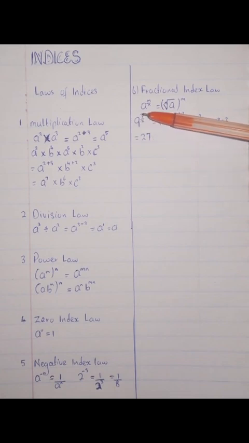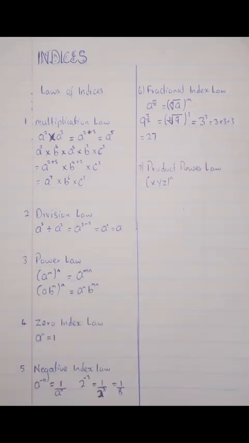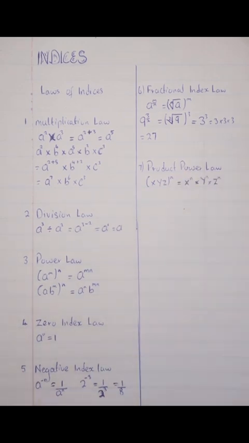Now this is for the fractional index law. The last law we'll be looking at is the product power law. So you can see we have 7 laws of indices. The last law is the product power law. So for the product power law, whenever we have something like (s y z) to the power of n, this means that s will be raised to the power of n, y to the power of n, z to the power of n. So each of the terms takes the power n.